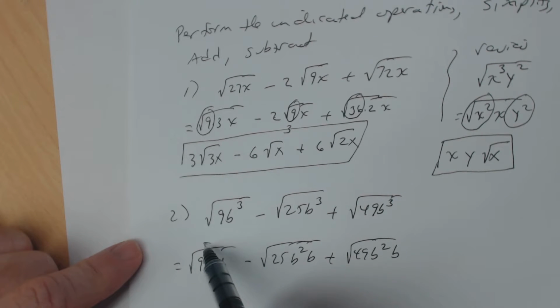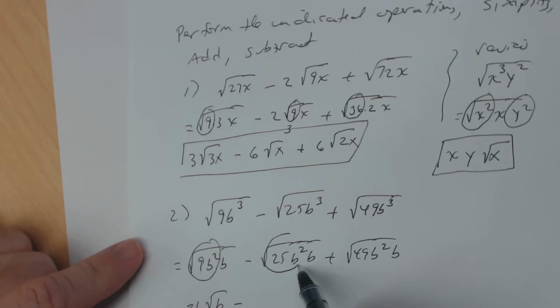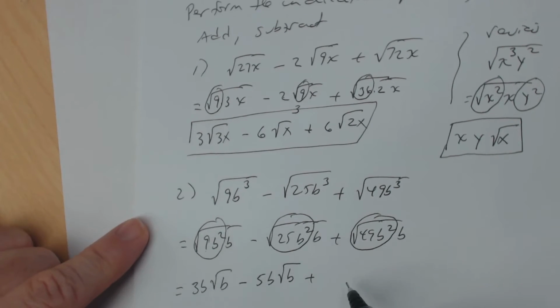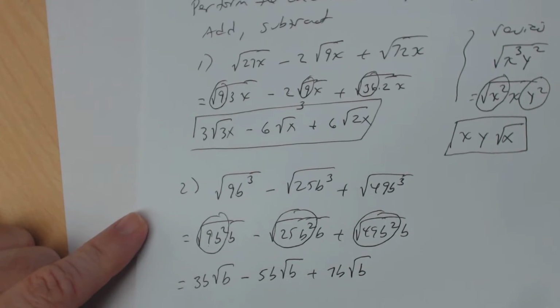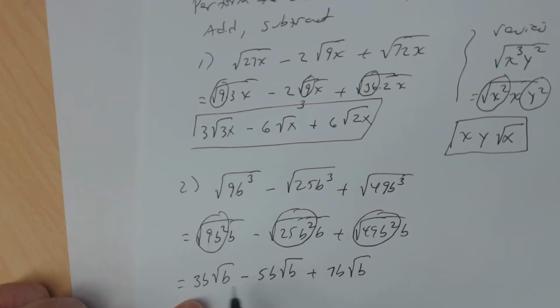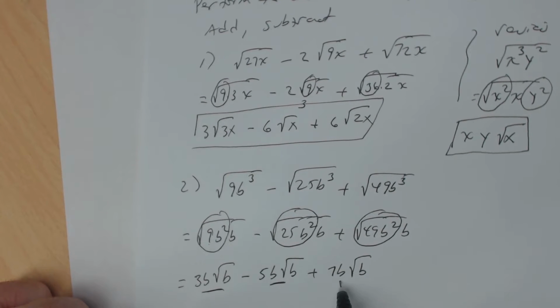And so now these two I'm going to circle. The square root of 9b squared is 3b. I'm left with the square root of b, minus the square root of 25b squared, which is 5b. I'm left with the square root of b, plus the square root of 49b squared, which is 7b, and I'm left with the square root of b. Now, look at all these terms. They all have b times the square root of b, so you just add their coefficients.